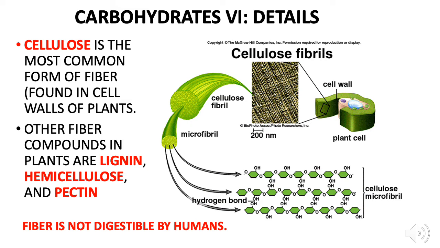Cellulose consists of long, unbranched chains of glucose molecules, but you'll notice in the illustration that those glucose molecules are cross-linked.